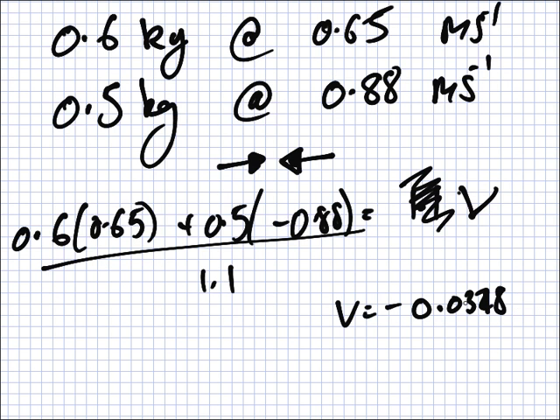I don't know. I think it could be negative. I got negative 0.45 recurring. 0.6 times 0.5. 0.65 plus 0.5 times negative 0.88 over 1.1. Oh wait, negative 0.45 recurring. 4545 or 555? Yeah, 45 recurring.